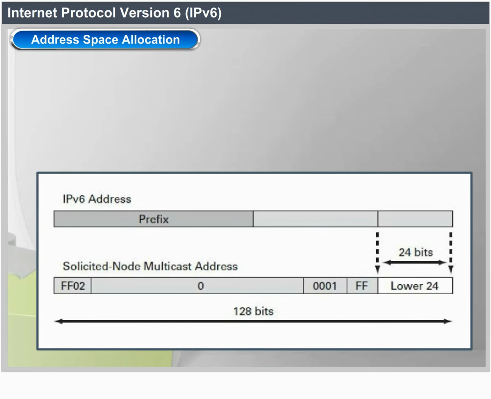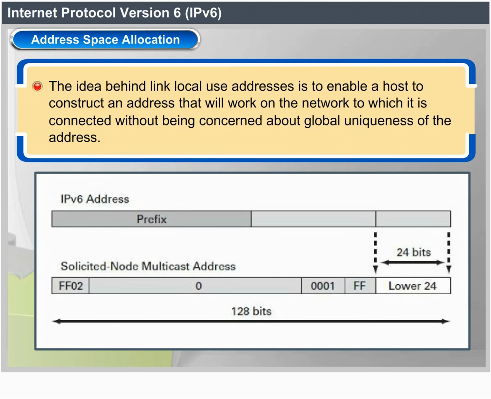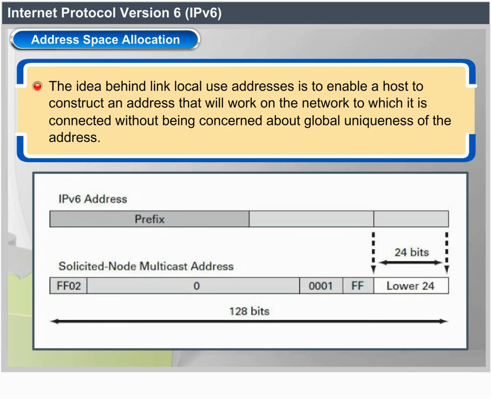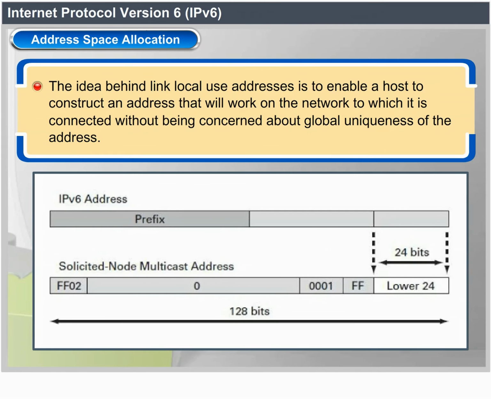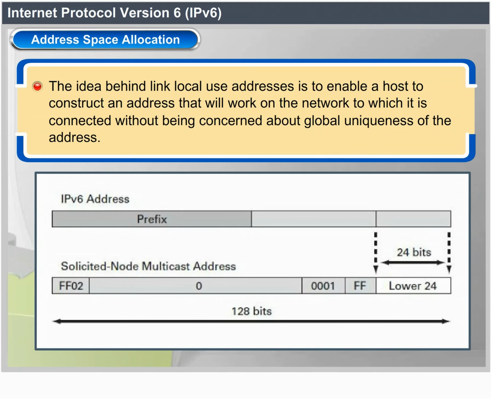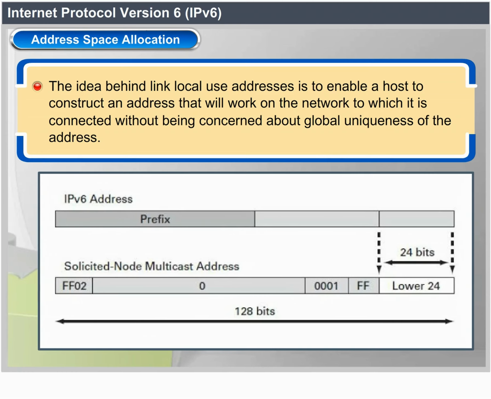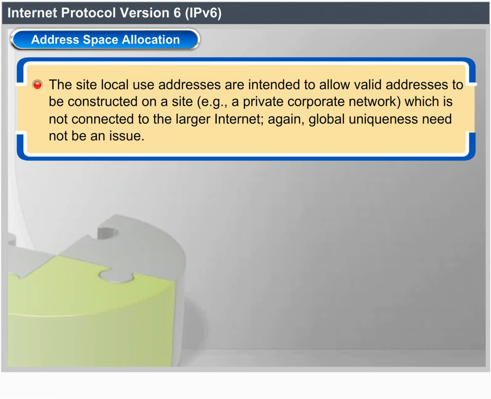The idea behind link local use addresses is to enable a host to construct an address that will work on the network to which it is connected without being concerned about global uniqueness of the address. The site local use addresses are intended to allow valid addresses to be constructed on a site, for example, a private corporate network that is not connected to the larger internet. Again, global uniqueness need not be an issue.